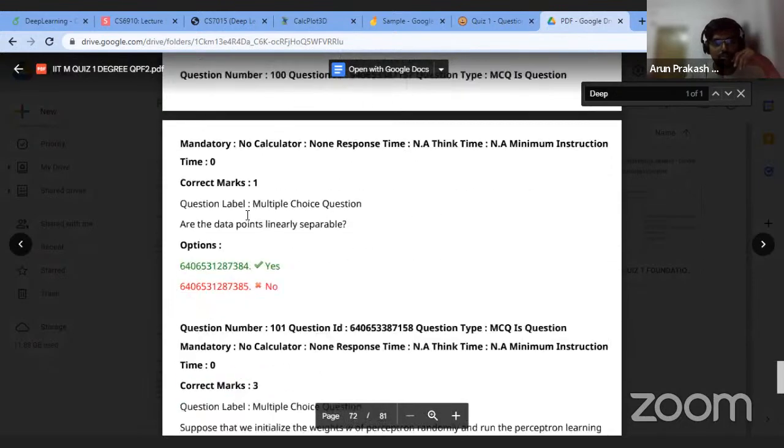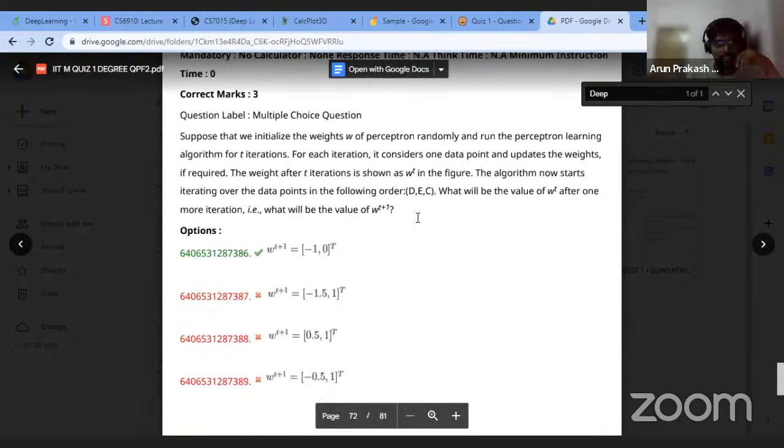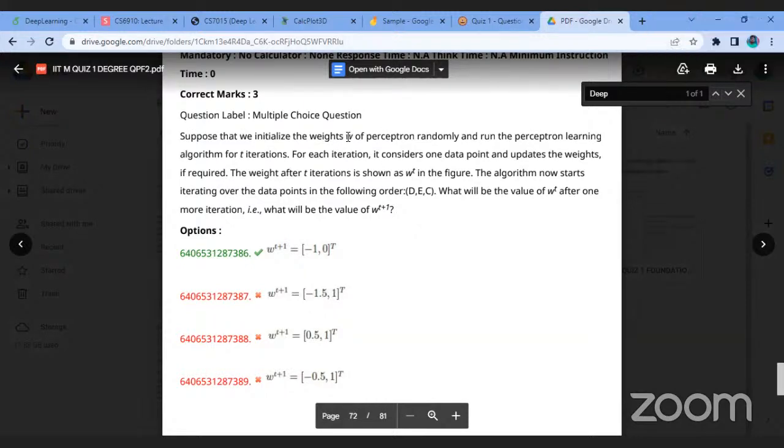This first question is quite obvious, right? I think many of you got this right. The second question, here you have to be very careful while reading the question itself. But the question is clear, right? Yes, the question is clear.